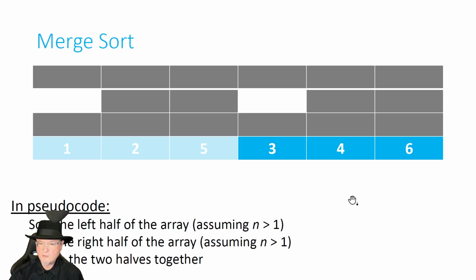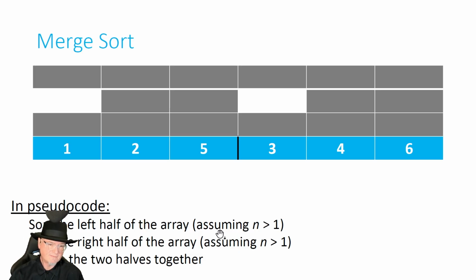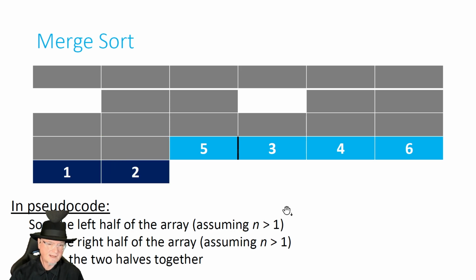All right, so now what have we got? We've got our sorted left half of the whole array, our sorted right half of the whole array. We're going to merge the 2 together. Left finger on 1, right finger on 3, which is smaller? 1, we bring down the 1. Left finger on 2, right finger on 3, which one's smaller? We bring down the 2.